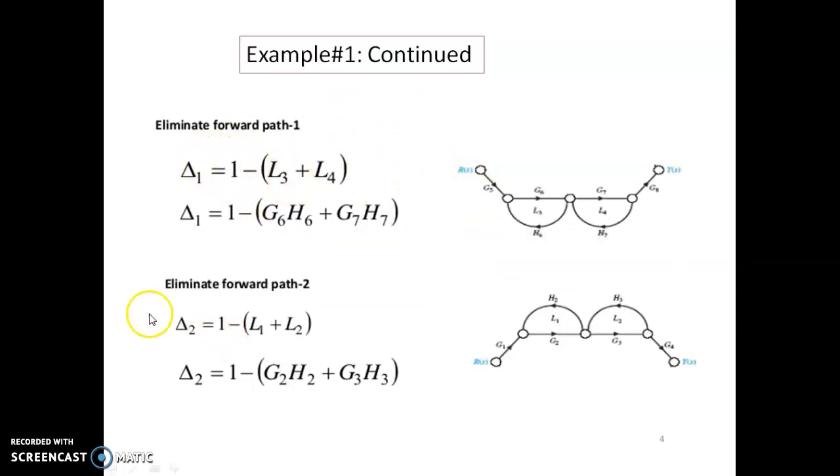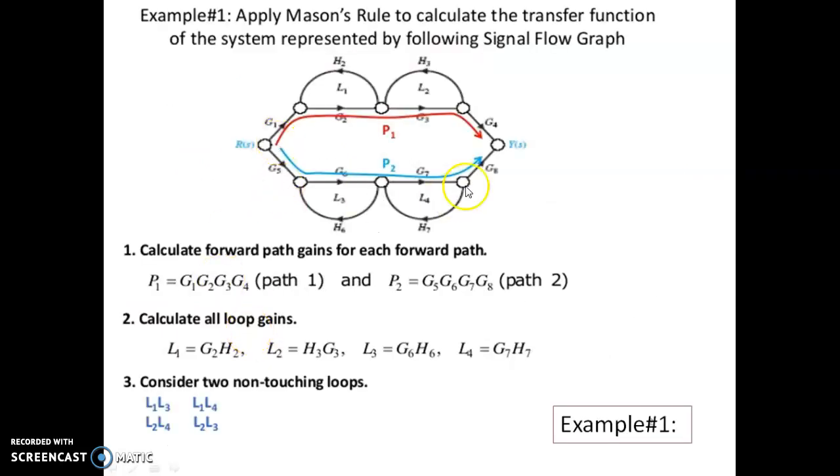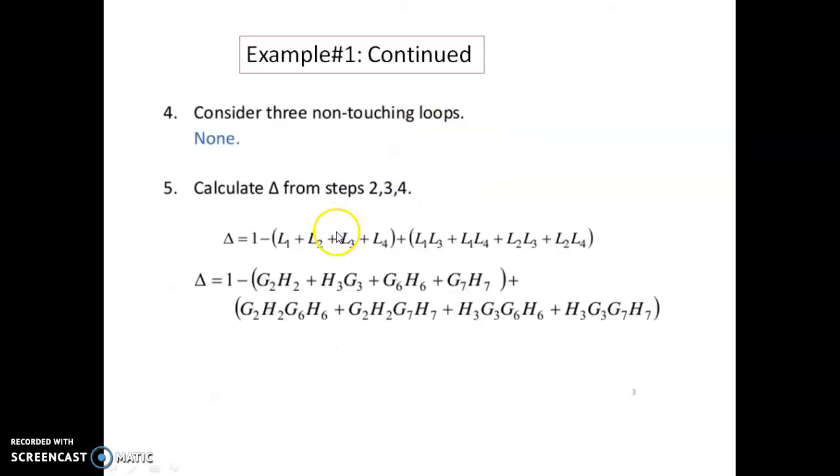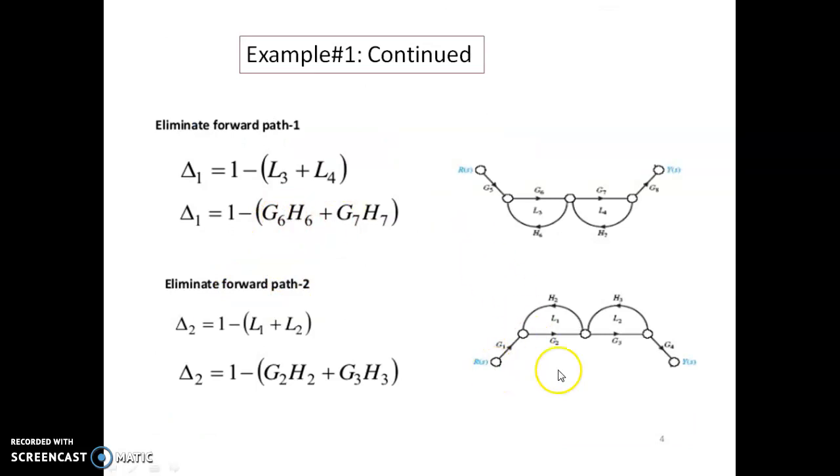Similarly, for delta 2, we check for P2. Which terms are touching? L1 is touching. If I remove this path, only L2 remains, and the others are not touching. So write it. Here also, if I remove the forward path, these are not touching each other.